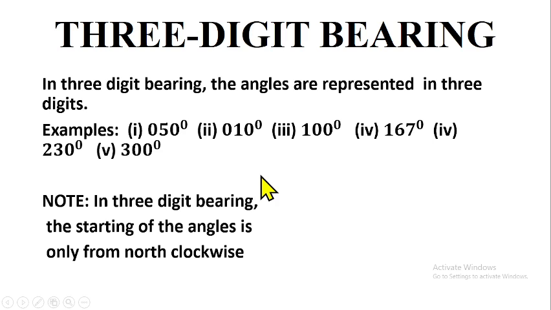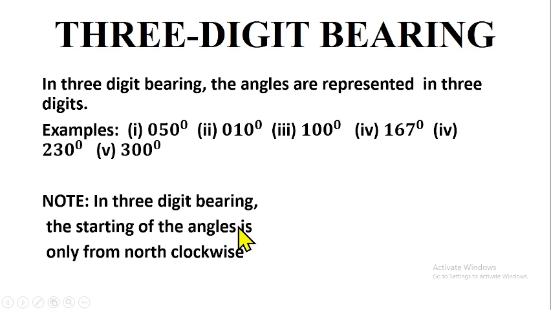You know, in compass bearing, we move from the north to the south, to the east, south to the west, north to the east, north to the west as well. The origin in compass bearing is north or south, but in 3-digit bearing, the origin is only north.